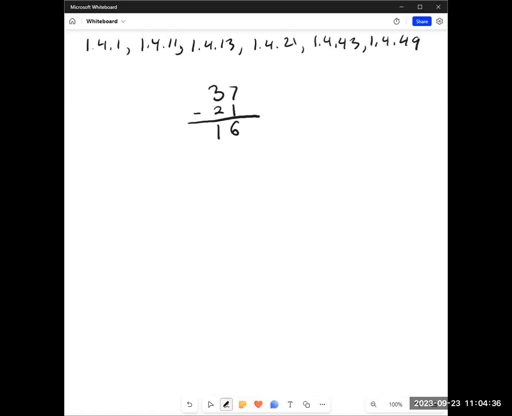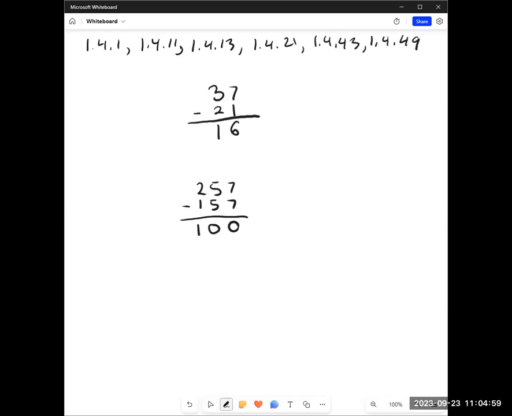Now we're supposed to subtract and check by adding. So 257 minus 157. 7 minus 7 is 0. 5 minus 5 is 0. 2 minus 1 is 1.